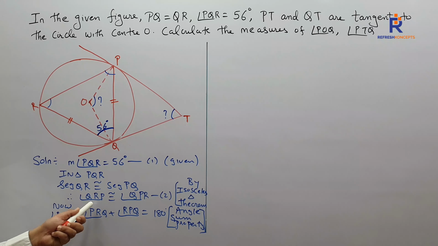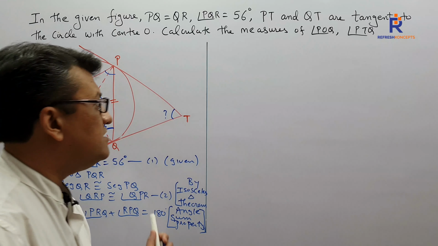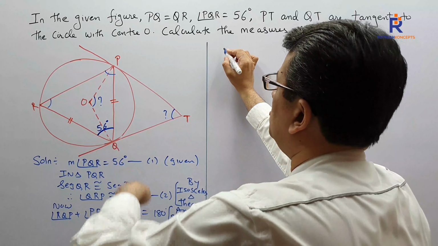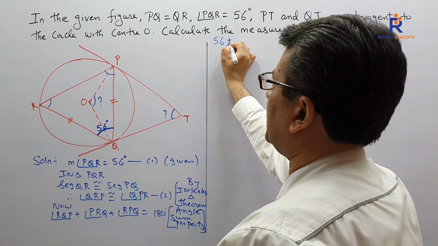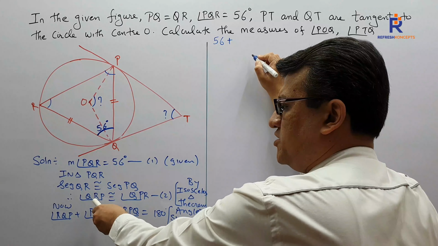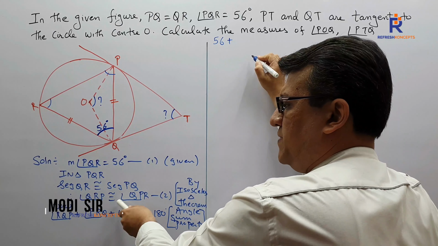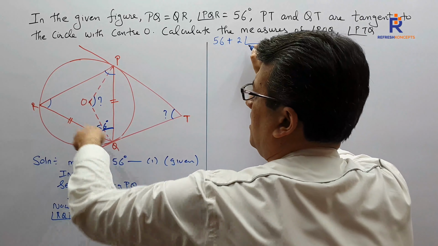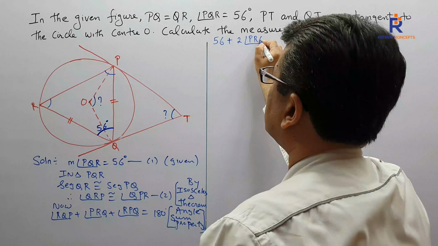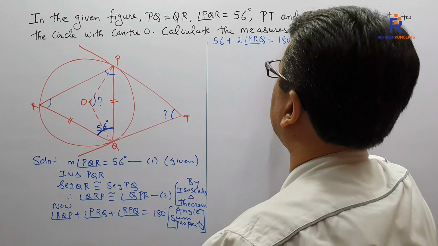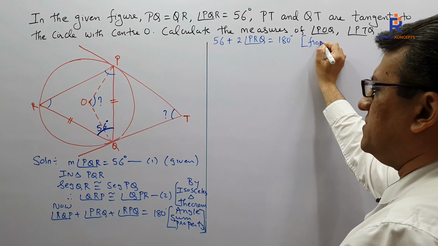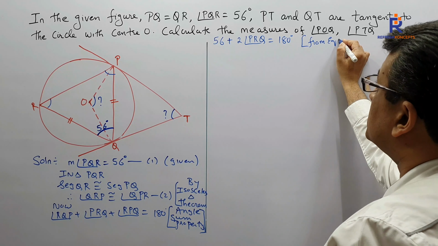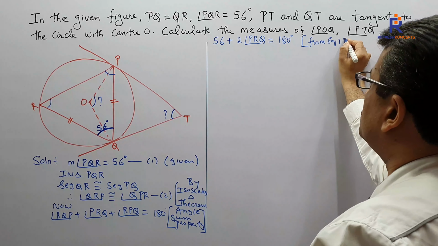But we already know that QRP and QPR are equal. So can we say RQP, known to us, is 56, plus PRQ and RPQ, both are congruent. So shall I say twice angle PRQ is 180 degrees. From where did I get this? From equation 2. Since I have taken 56 also, from 1 and 2.